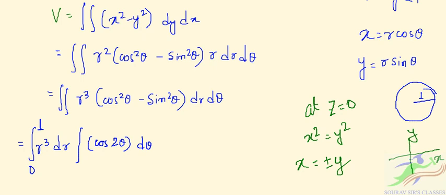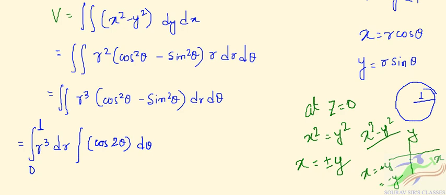So at z equal to 0, what is the curve? This x square minus y square will cut the axis at x equal to plus y and x equal to minus y. So at 2 points, x equal to y and x equal to minus y. So this is for z equal to minimum.